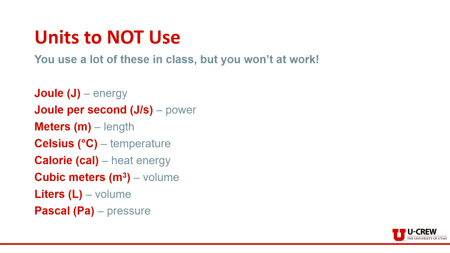Now that we know the units we'll use, what are some you shouldn't use? Well, pretty much anything that's metric. I know these are units you're used to seeing in class and they have easier conversions, but they largely aren't used in industry in the United States. Don't talk about joules or joules per second, especially this one, just say watts. Don't say meters or Celsius, or talk about calories, cubic meters, liters, or pascals.